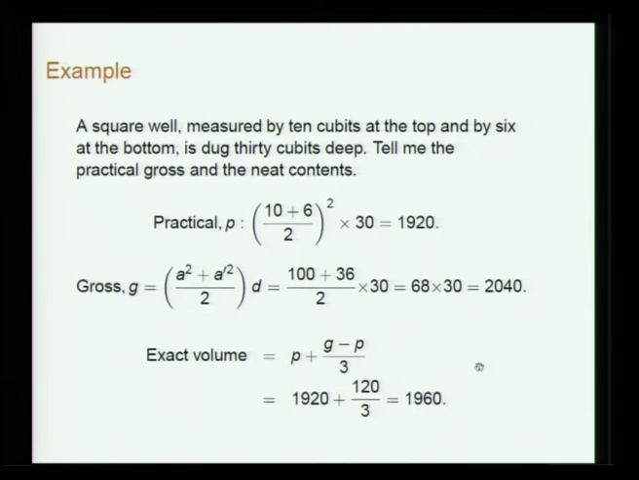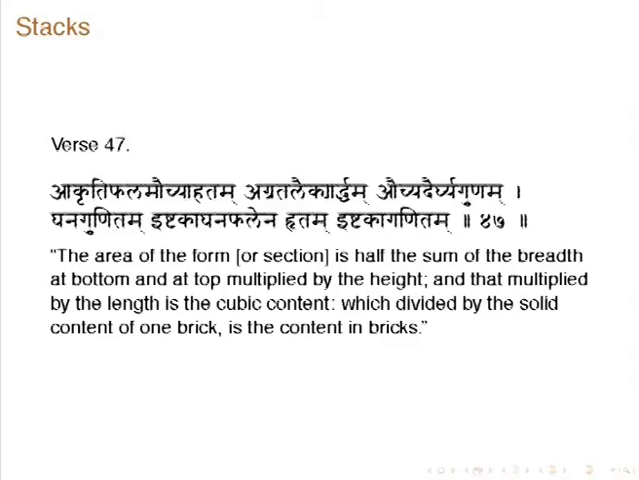An example is given: a square well measured by 10 cubits at the top and by 6 at the bottom is dug 30 cubits deep. Tell me the practical, gross and neat contents. Okay. So, (10 plus 6 by 2) whole squared into 30. This is the average of the side, squared, into the depth, so the average of the areas into the depth. They are all coming out more or less the same, but it is not always true.